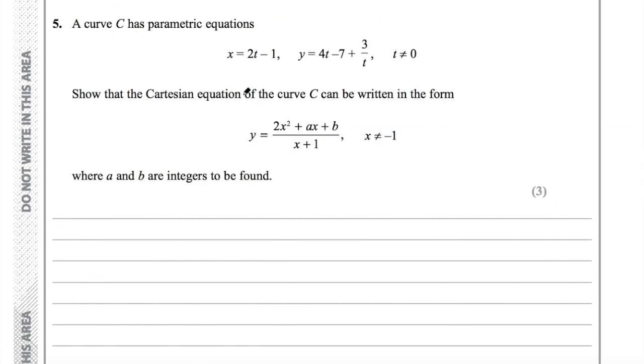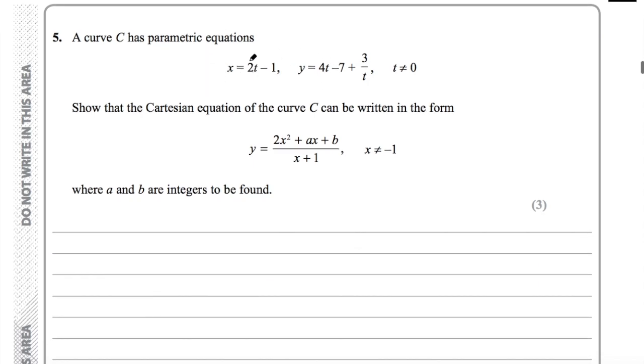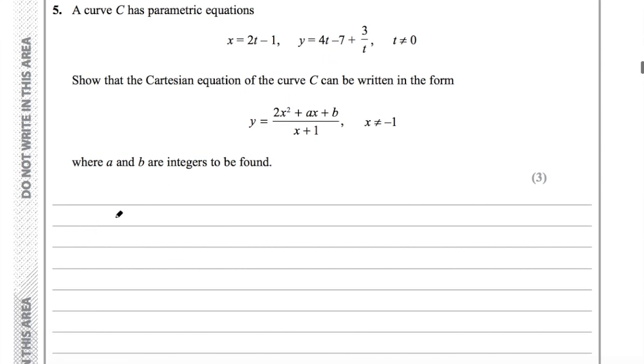Question 5 says a curve C has parametric equations x equals 2t minus 1, y equals 4t minus 7 plus 3 on t, where t does not equal 0. Show that the Cartesian equation of the curve C can be written in the form y equals 2x squared plus ax plus b divided by x plus 1, where x does not equal minus 1, where a and b are integers to be found. So the first thing we want to do here is to take these parametric equations and substitute the x value into the equation for the y value. So then we have an equation of y in terms of x. So we need to rearrange this equation in terms of t, substitute it into this equation, and then we'll have something in terms of y and x.